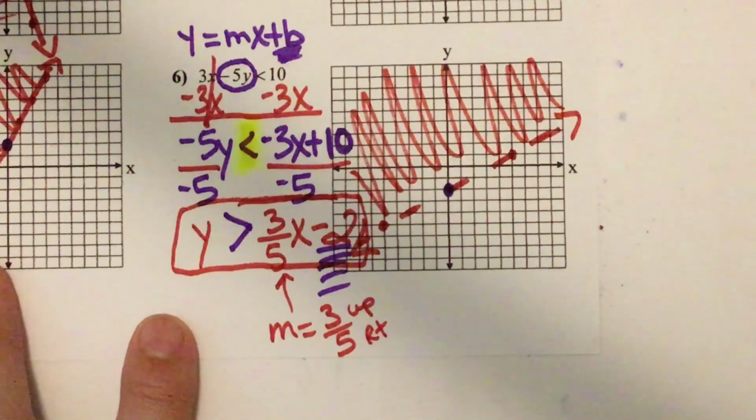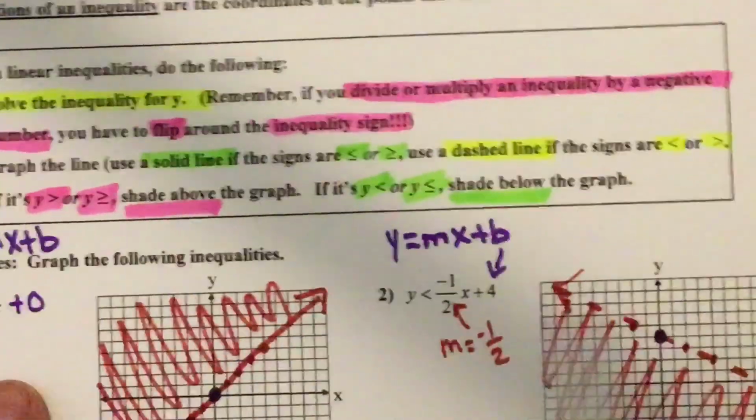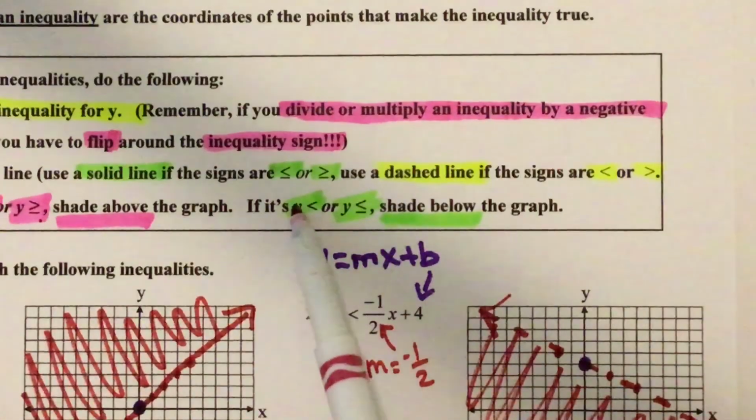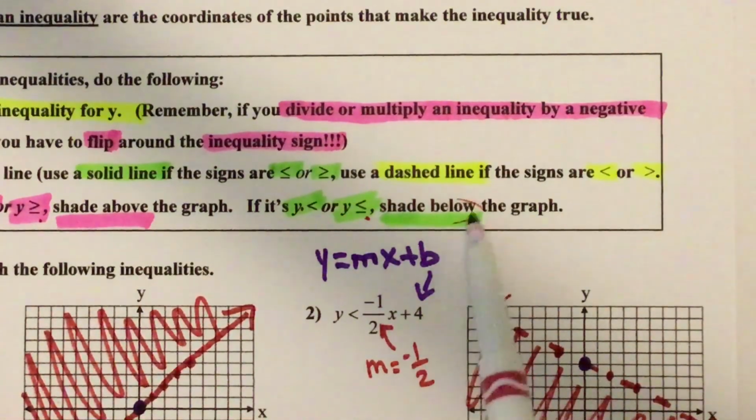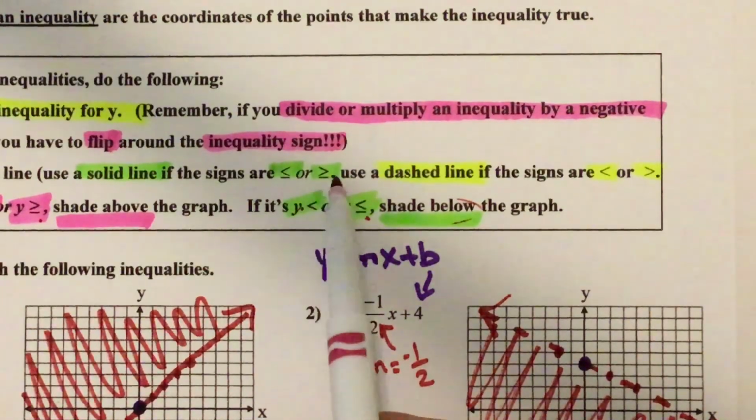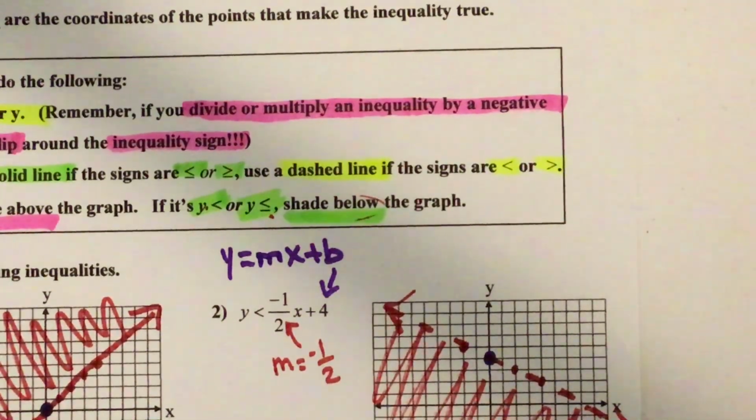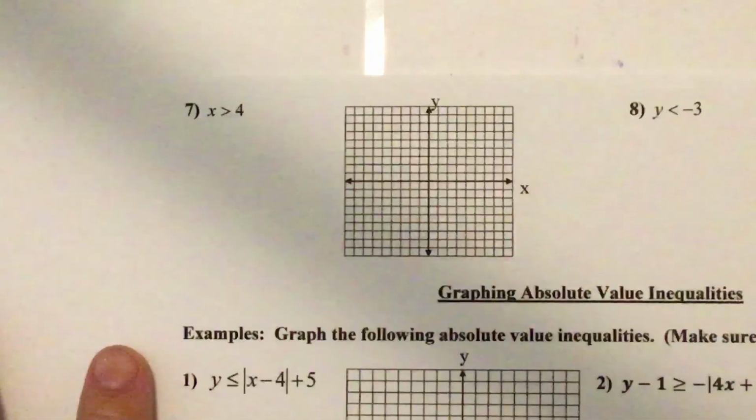So just to review for a second. If it says y greater, we shade above. But if it says y is less, we shade below. If there's equal symbols, it's a solid line. And if there's no equal symbols, then it's a dashed. Okay. Let's look at number 7 here.